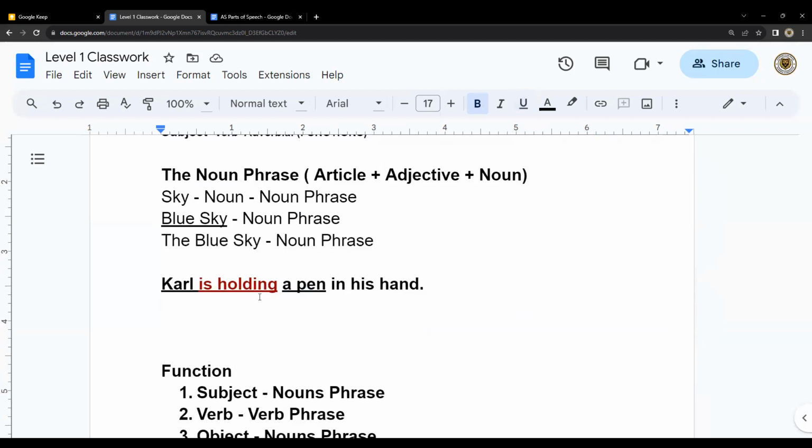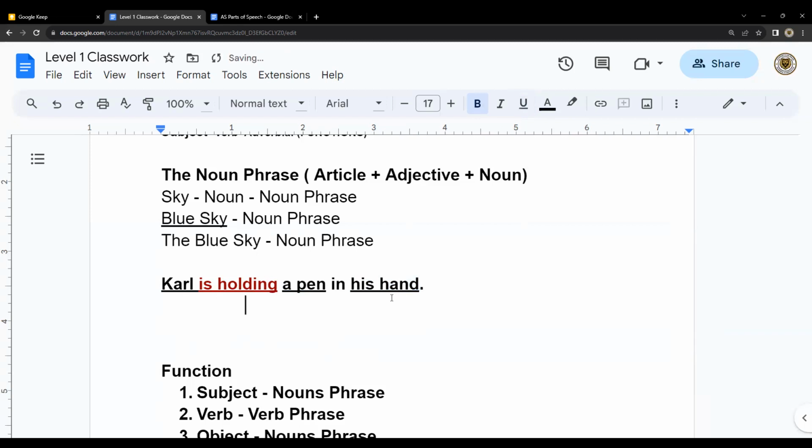Hay otro noun aquí. ¿Cuál es? In his hand. Hand is going to be the noun, yes. And then what's the phrase? His hand. His hand is a noun phrase. Correct?